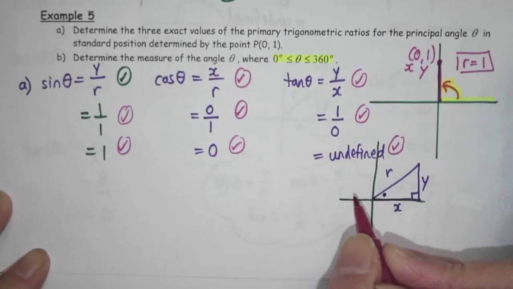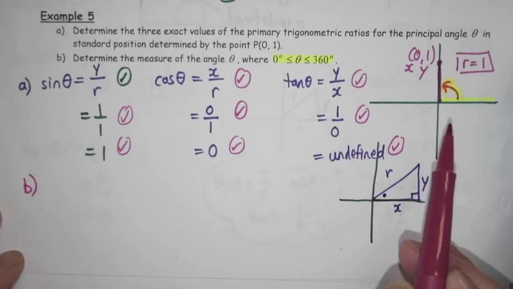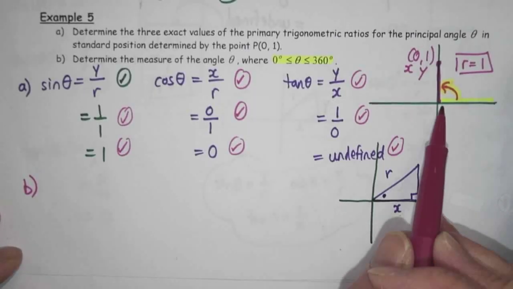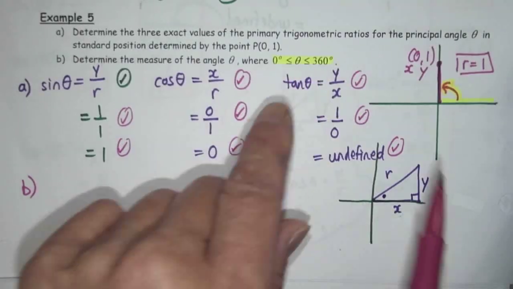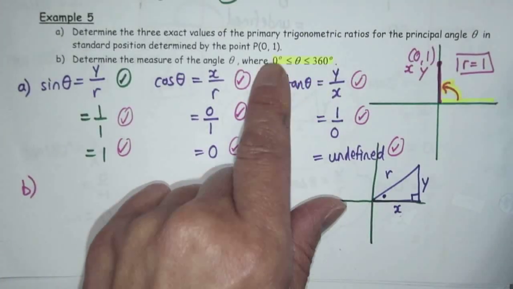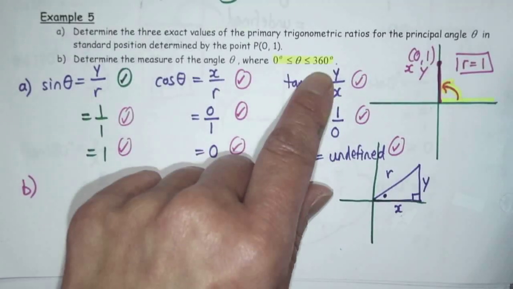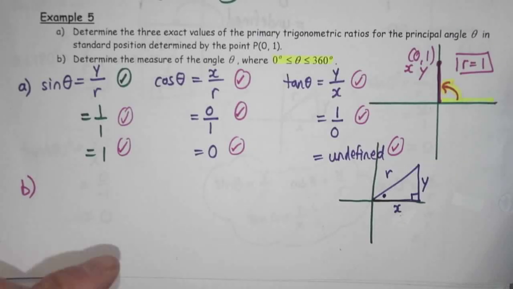We say undefined. B, it asks you to determine the angle. So determine the angle between 0 and 360. What's the angle? Remember last lesson, I said you have to start on the positive x and head up when we're going in the positive direction. How do we go in the positive direction? 0 to 360. So that's saying go in the positive direction from 0 to 360. Okay, so what's the angle here? How do I get that?